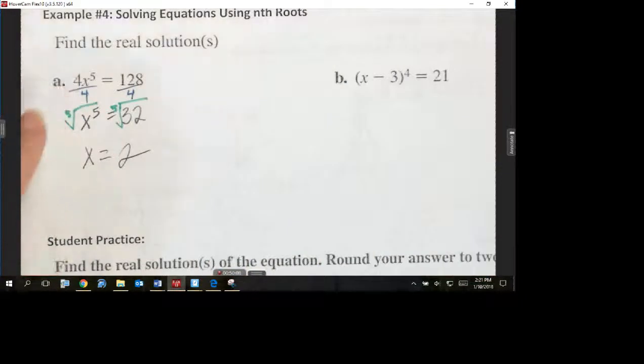Because you can have negatives for x and you can have positives for x, but if we do an even root, it can only be positives underneath. It has to be that rule.